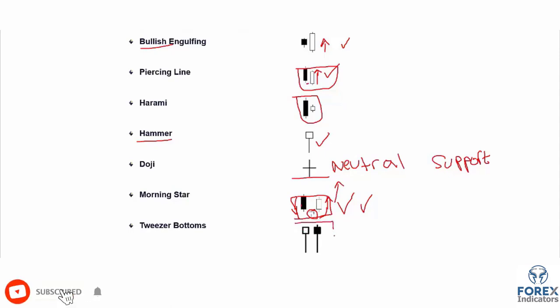These are also very, very powerful: tweezer bottoms, and probably my second favorite. Okay, so I'm going to give this one 2 ticks as well. Don't see these that often, but when you do, they're normally very good for the market pushing higher. Overall, I would definitely use these two, like the doji and the hammer, and then the bullish engulfing as well.